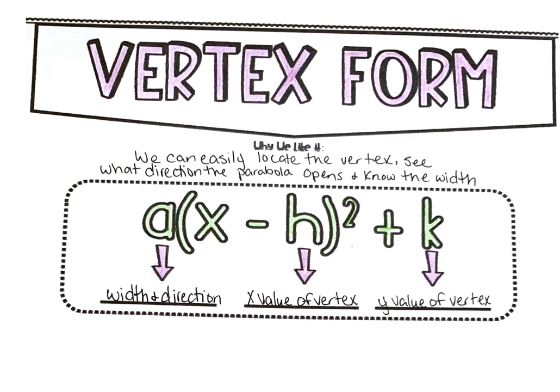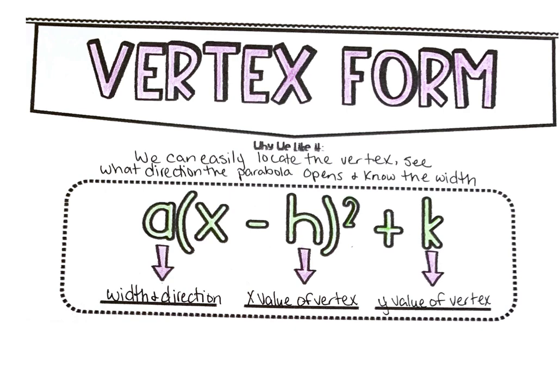Your A still tells you your width and direction, but the H now tells you the value of your axis and the X value of your vertex. The K now tells you the Y value of your vertex. So when you have it in vertex form, you don't have to solve for your axis or your vertex. You actually already have that. The only thing you have to solve for when it is vertex form is your y-intercept.